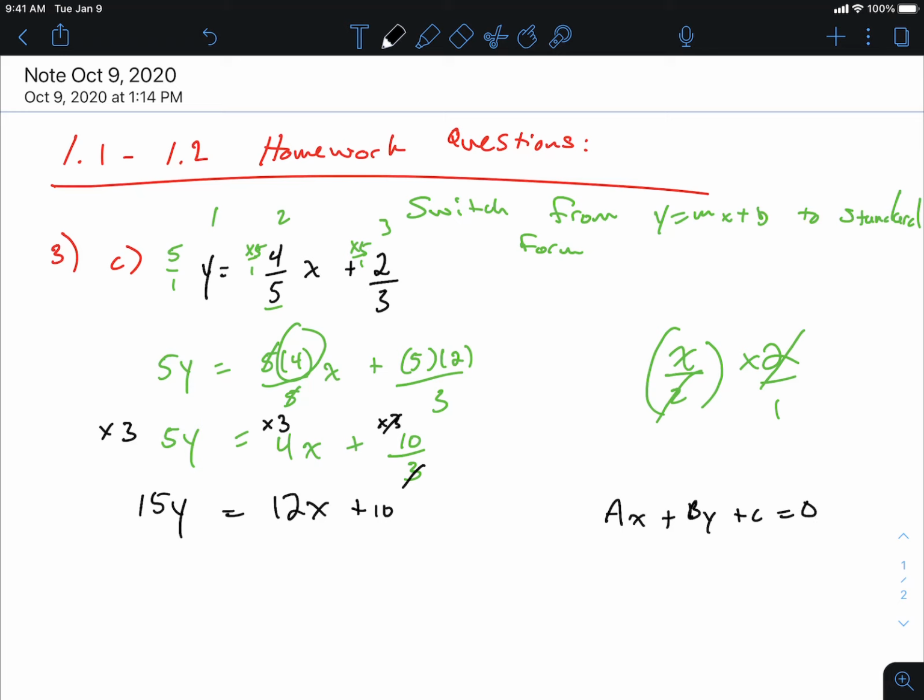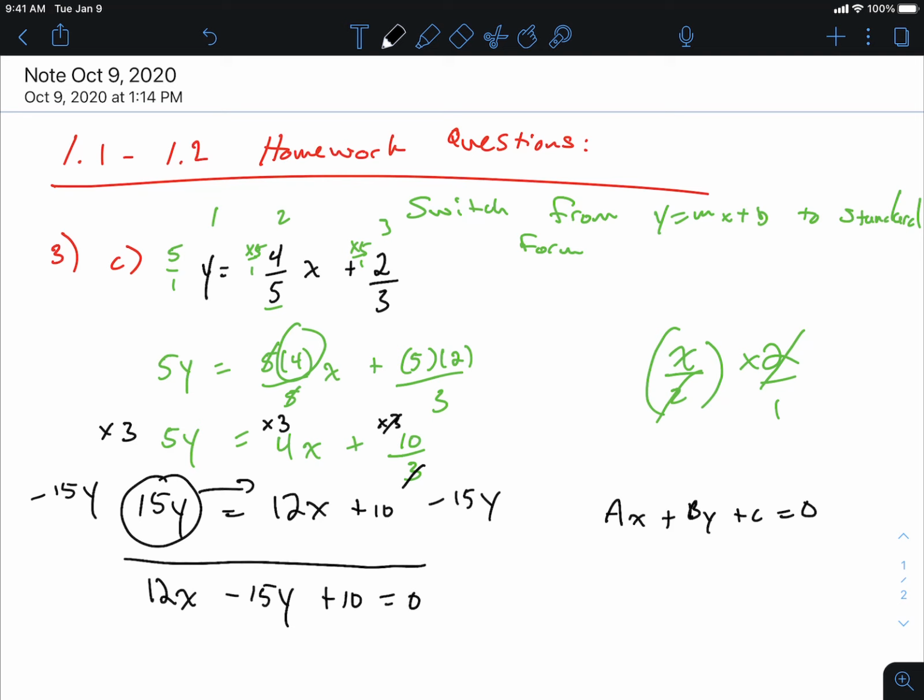Okay, so you bring the 12 over, subtract 12. Actually, it'd be easier just to bring the 15y over. There's less moving. So we can go 12x, subtract 15y from both sides. Now these wash out, right? So 12x minus 15y plus 10 equals 0. Okay, I know I'm good at this, eh? Okay, that's it. Fractions seem daunting and scary, but you can get rid of them.